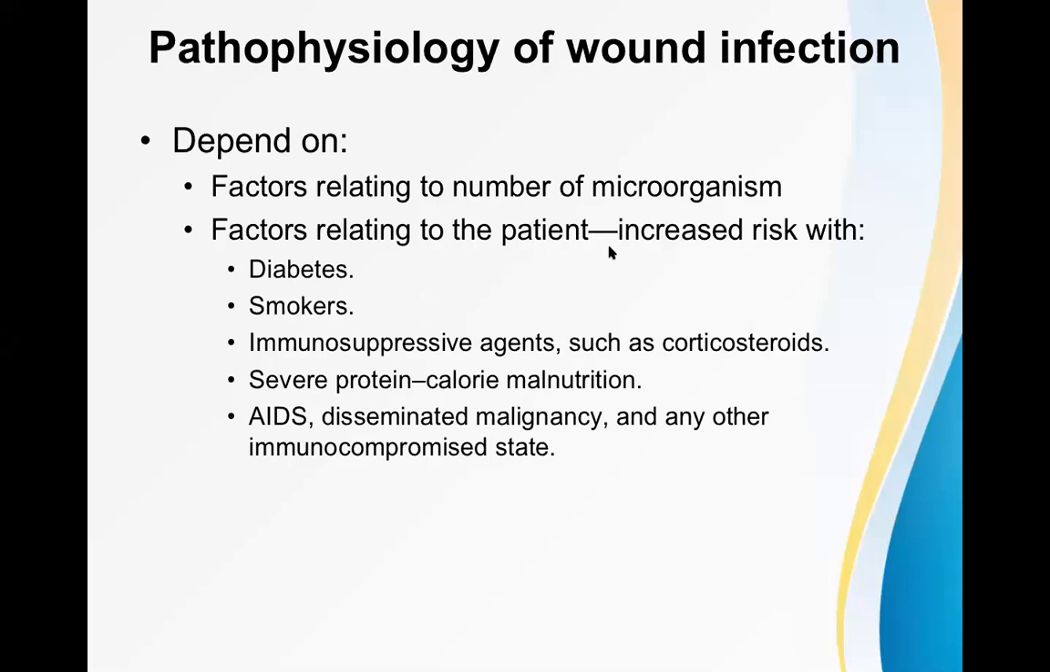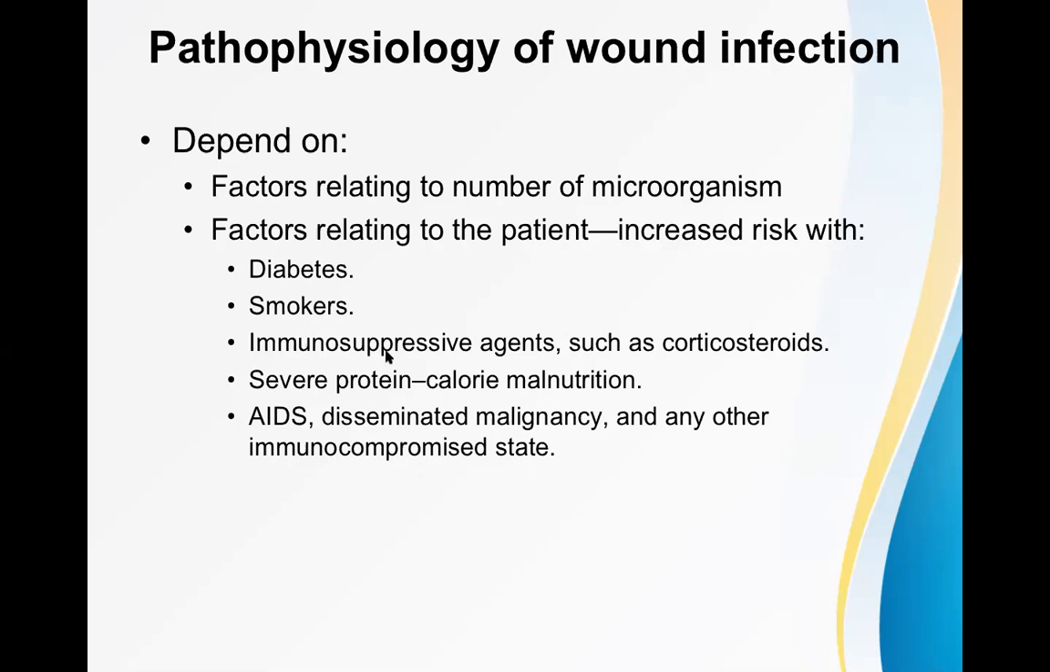The second, factors related to the patient. See this. This is concerning the immunity or immune system. And the risk increases with diabetes. A very important risk factor for wound infection is diabetes. A diabetic person, if he or she suffers from any trauma, and that trauma is causing a wound, or any type of surgery, the wound takes a long time to heal. So we need to be careful.